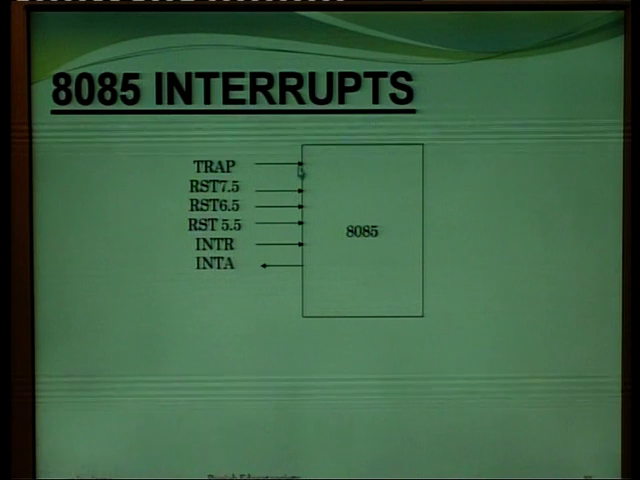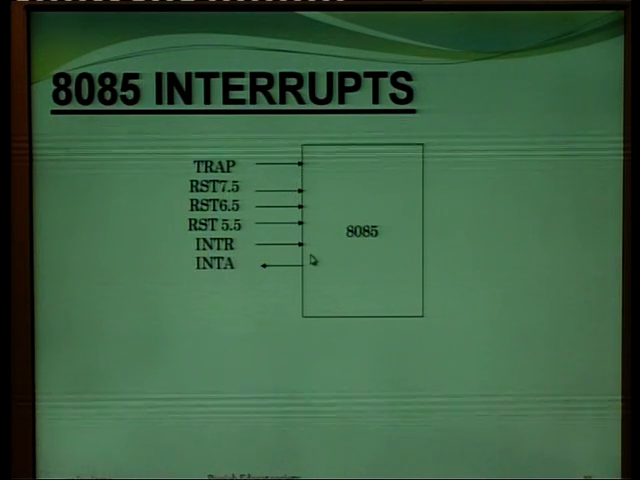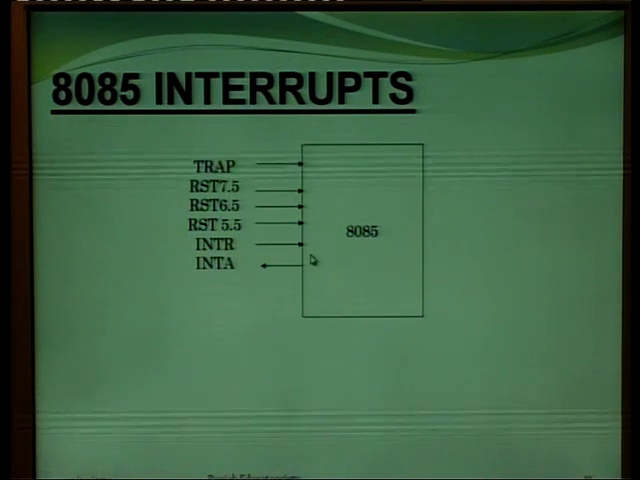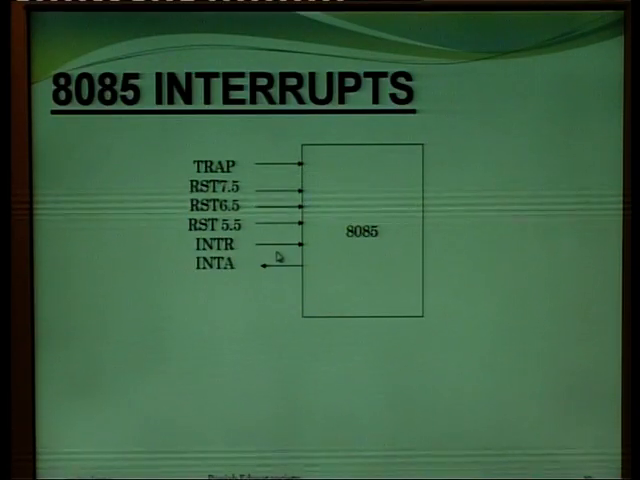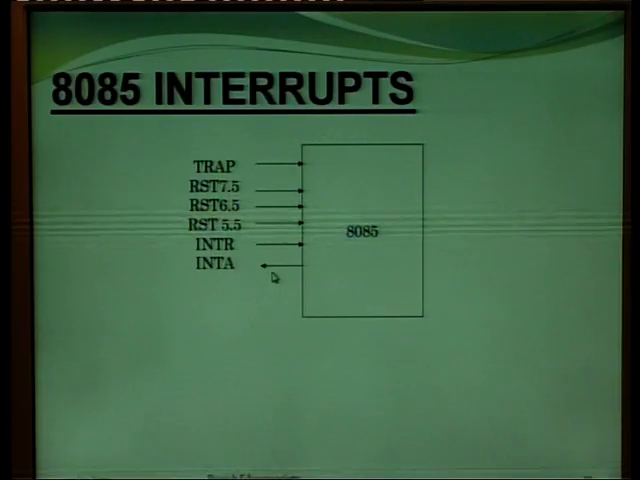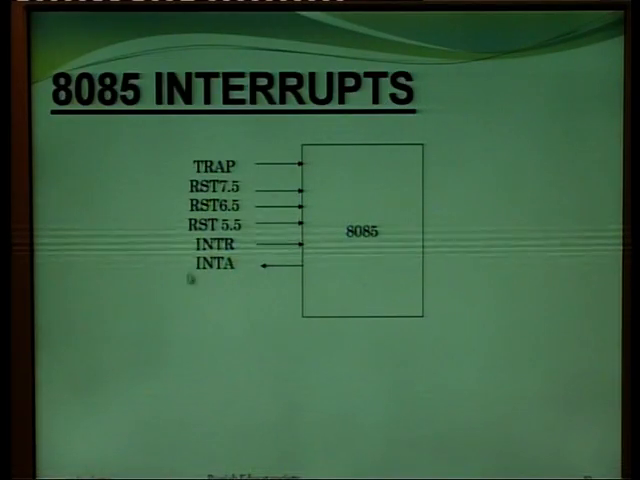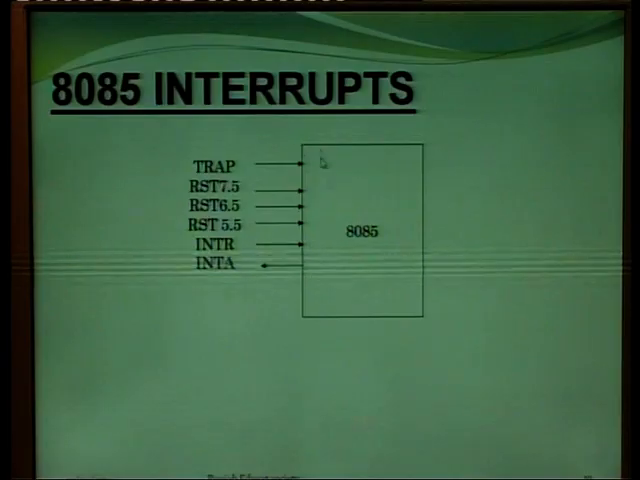So, these are 5 interrupt inputs: TRAP, RST 7.5, RST 6.5, RST 5.5 and INTR, and there is a signal interrupt acknowledge that is from microprocessor to the external device. So, interrupt inputs are 5.